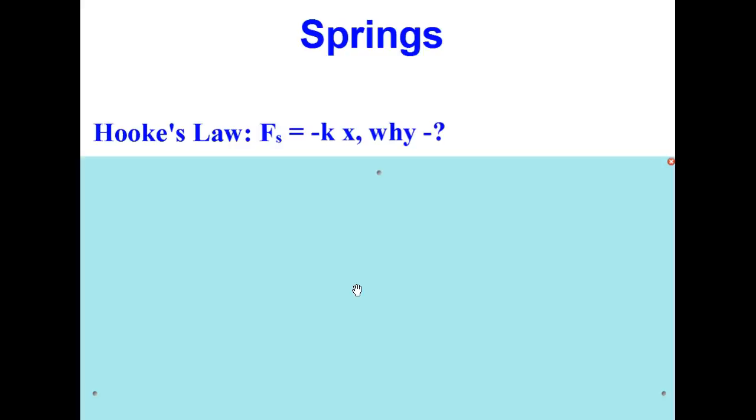Why the negative, you might ask? Why is the negative in front of the Kx? More on that in a moment. First, let's take a look at a spring being stretched and all the variables that are taken into account.